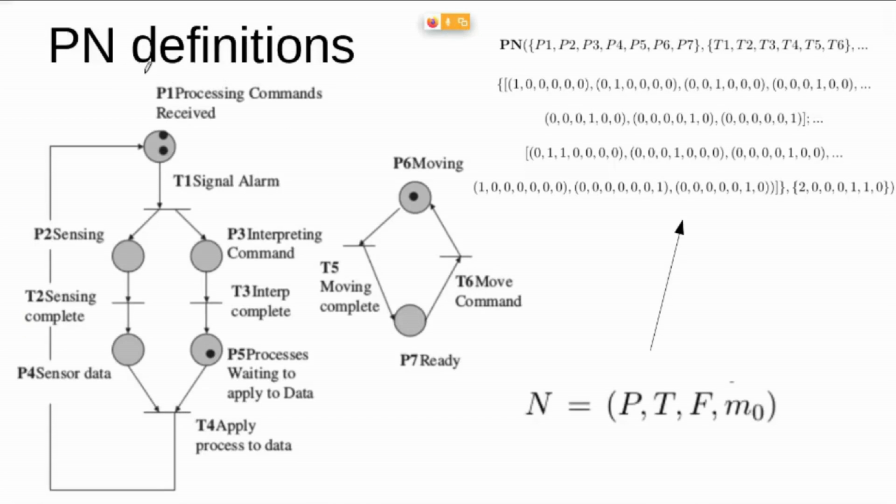Let's now talk about the formal definition of a Petri net. Well, first of all, here we have a diagram, a Petri net. As you can see here, a directed graph.